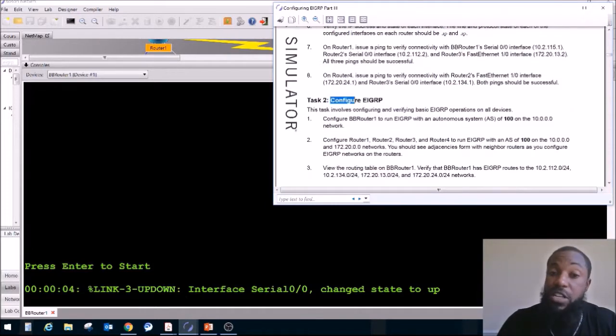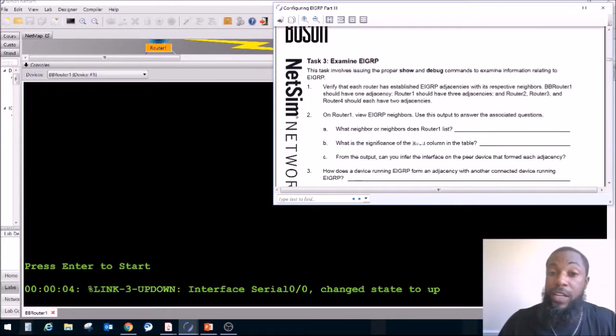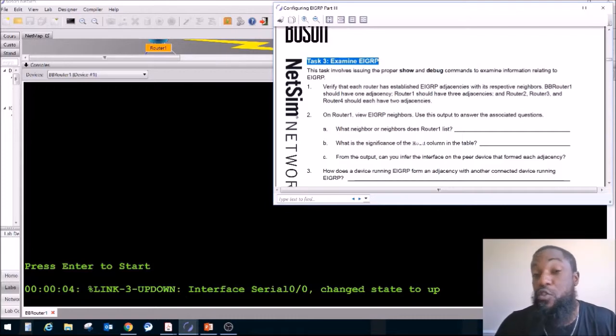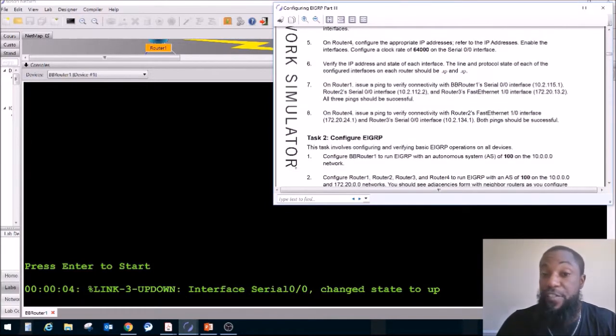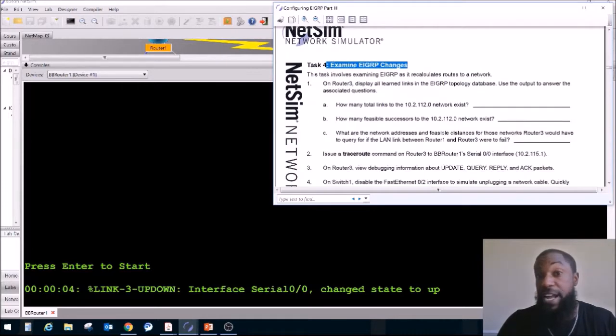This is the meat and potatoes of it. Task 2, configure EIGRP. We're definitely going to record this part right here. Task 3 says to examine, so that's basically the verify part. So this part is configure, verify, and then this last part is another verify. We're going to make some changes and examine the changes.